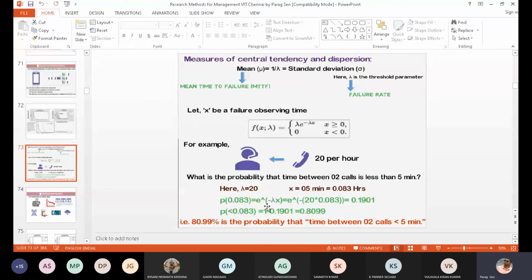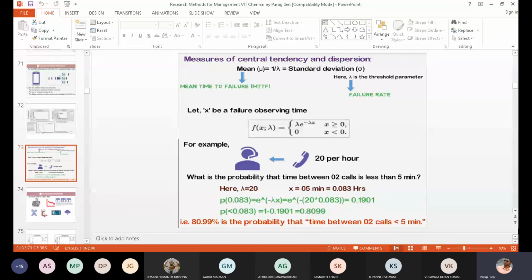So the probability for x equal to 0.083 you can calculate as 0.1901. You put in the values of lambda and x. What is the probability that the time between two calls is less than 5 minutes? That means 0.083 hours. So the probability that the time between two calls is less than 0.083 hours will be 1 minus 0.1901, which comes out to be 0.8099. So 80.99% is the probability that the time between two calls will be less than 5 minutes.